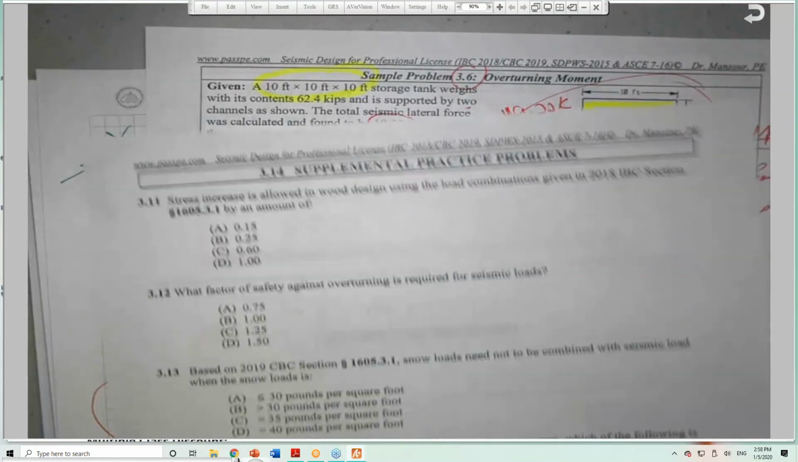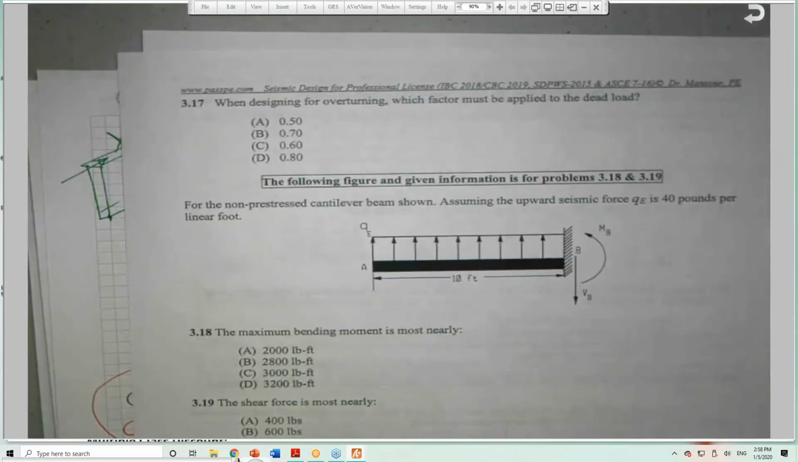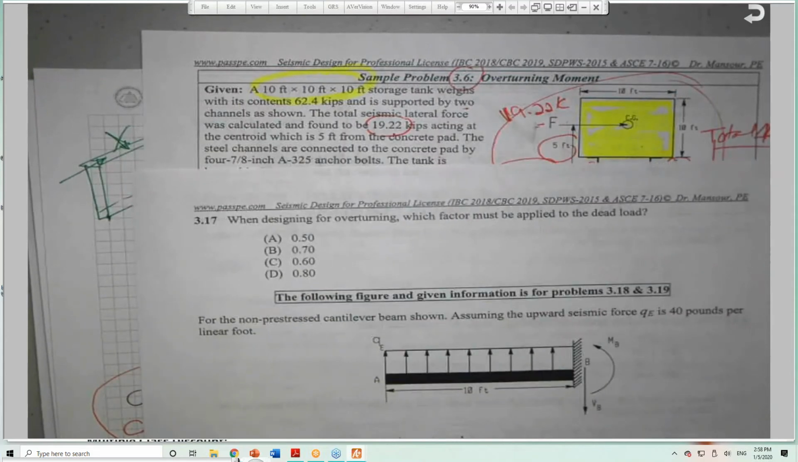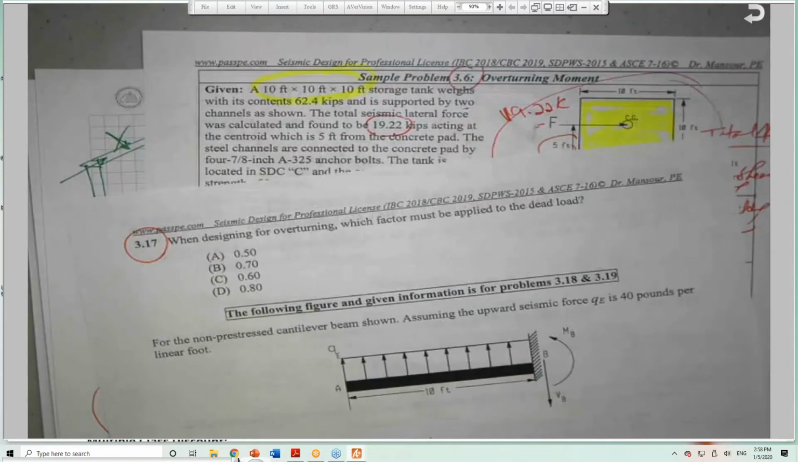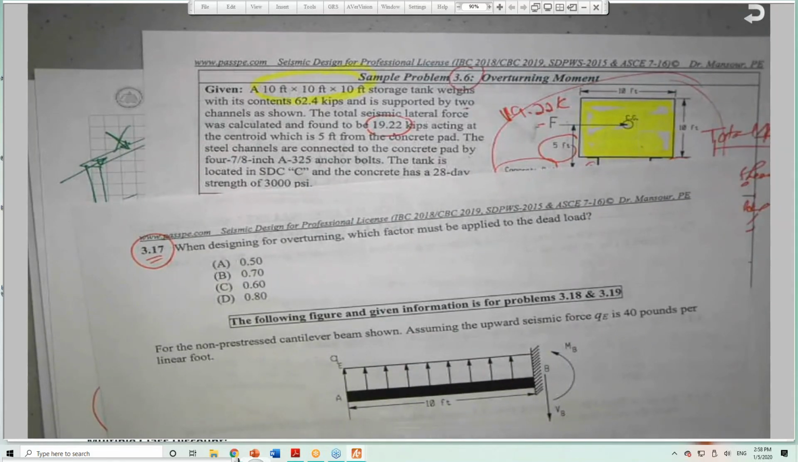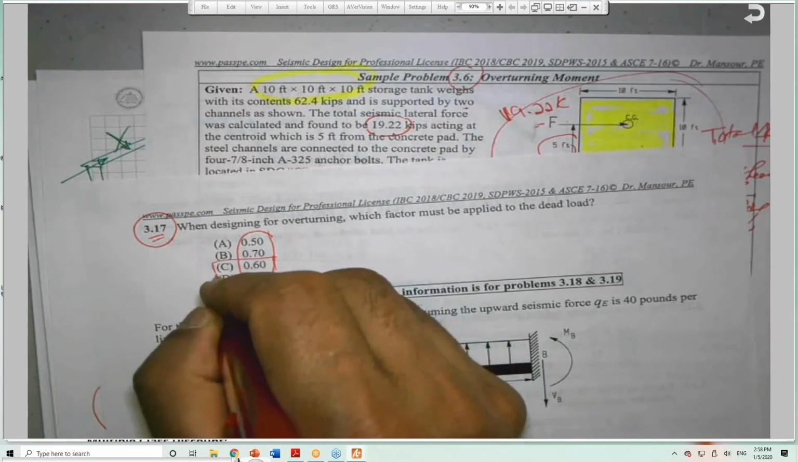Like this question here. Since you asked this question, which is a good question, let us go to question number 317 on page 132. Can you go to page 132, please? Question 317. When designing for overturning, which factor must be applied to the dead load? And you have these. He didn't tell you which method, but we have only one answer, which is 0.6. That's it.